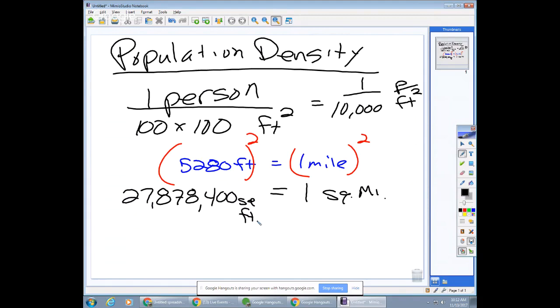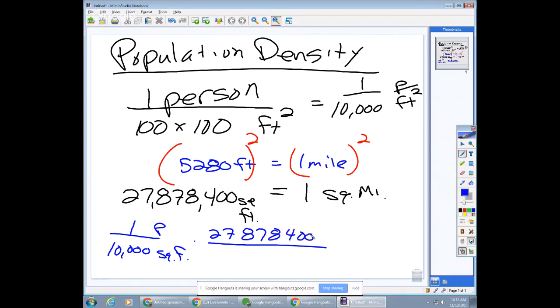So to do the conversion here, we need to get rid of square feet. So we're going to have to multiply by this number. Because we're going to take our 1 over 10,000 people per square foot. We want to get rid of square feet, so we're going to have to multiply by the 27,878,400 square feet to convert to 1 square mile.